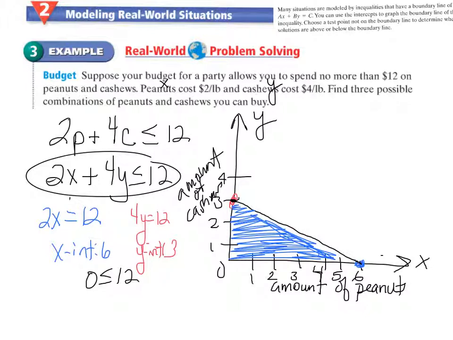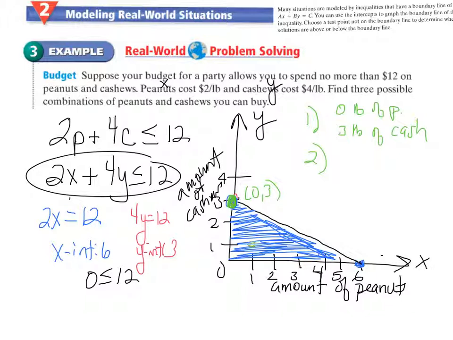So now it says find 3 possible combinations of peanuts and cashews you could buy. Now also, you could buy anything on the line or in the blue region. So I'm going to find 3 possible ways. So I could pick this point here. Actually, I'm going to mark it in green. This point's on the line. That means 0, 3. 0, 3 means what? One combination would be I buy 0 pounds of peanuts and 3 pounds of cashews. Would that give you 12 bucks or less? Absolutely it would.